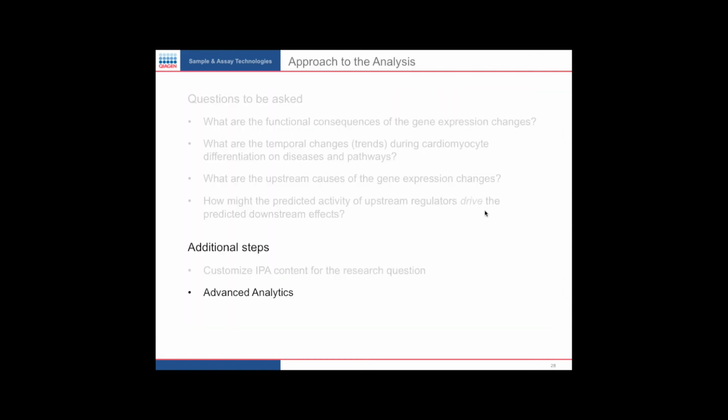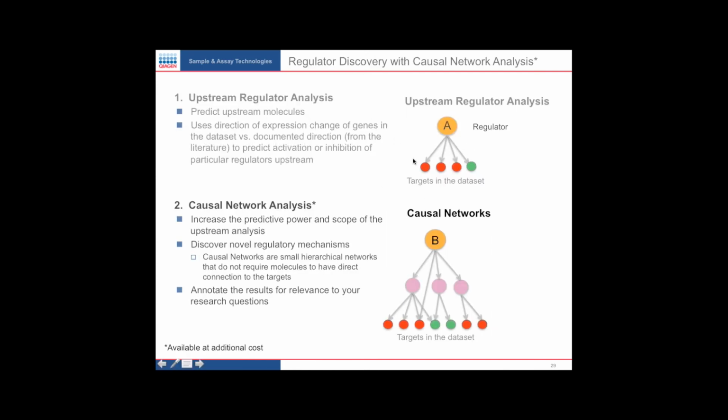And the last thing, let's see how much time we have. I'll try to go pretty quickly here. You can also do what we call causal network analysis. So I showed you upstream regulators, which is simply looking at a regulator and its literature connections to known targets, and then those are pulled from your data set. Causal networks can use a little bit higher power by putting together other regulators in between an upstream regulator. So we call this the master regulator. It can potentially activate or inhibit other regulators, which in turn create expression changes in your data set.